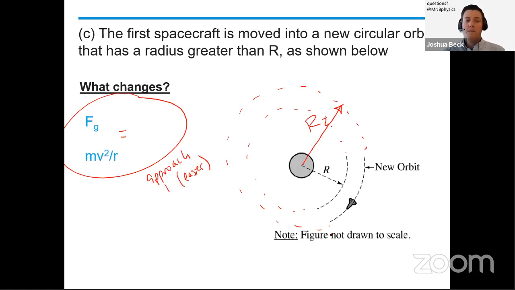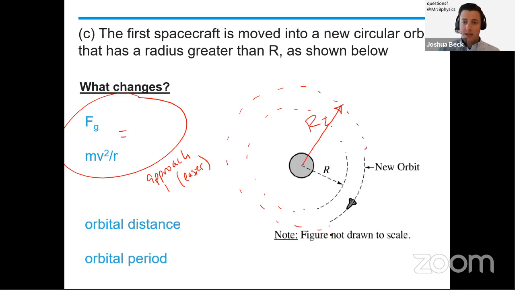Now, these are equal, and if I analyze this relationship, that's one approach to answering question C. I'd say it's the easier approach. Some other things that are changing, my orbital distance is going to change. 2 pi r is now bigger because I have a different radius. The orbital period will also be different.